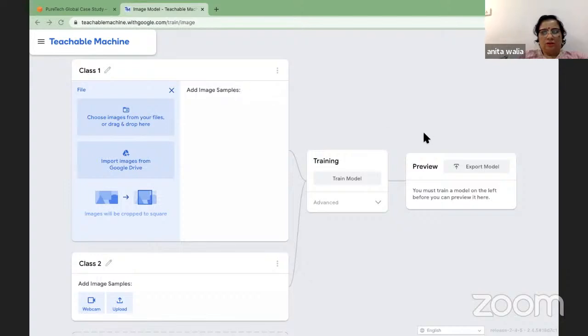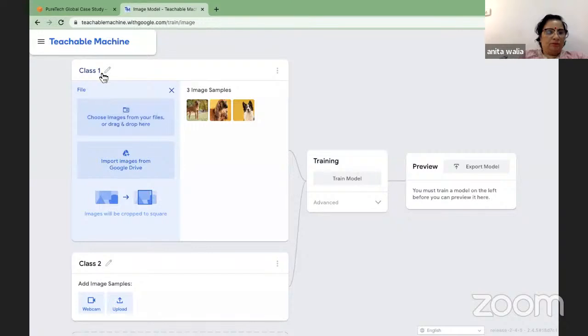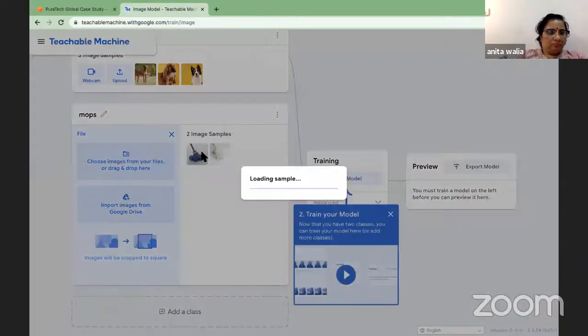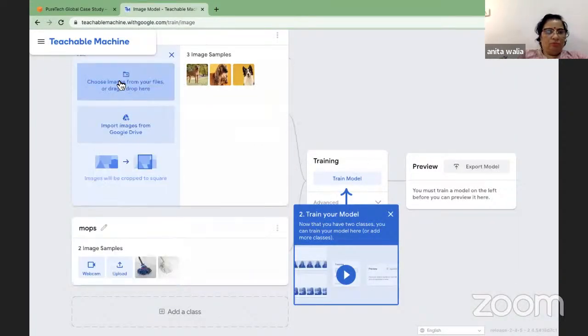This one is there. Open up. I've uploaded, and I will edit this, and I will write dogs. Then I will go to the class 2. I will write mobs, and I'm going to upload the images of mobs. Now there's only 2 samples. I will upload more photos here.